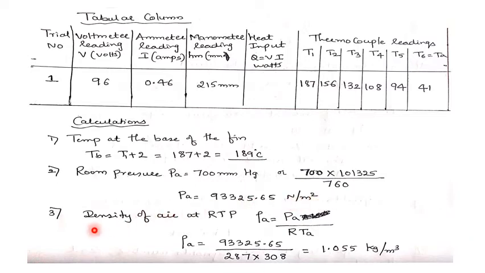So now let us calculate the density of air at this room temperature and pressure. RTP means room temperature and pressure, where rho A is equal to PA divided by R into TA, where PA we have already calculated as room pressure 93,325.65, R is the gas constant, 287, and the temperature of the air we have already noted down as 35, so plus 273 it will be 308 Kelvin. So my density of air is 1.055 kg per meter cube.